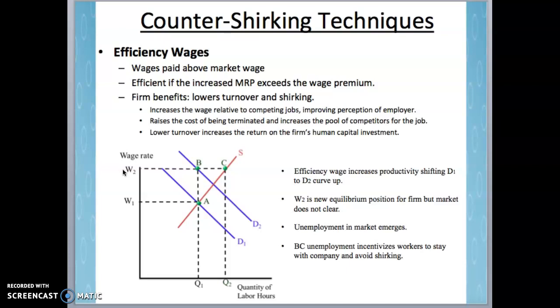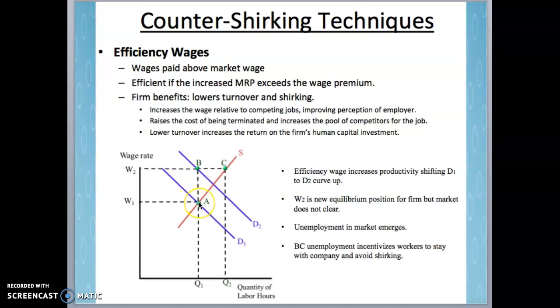Well, what that is designed to do is to create more efficiency among their workers. That's why we call it an efficiency wage. It's efficient if the increased marginal revenue product exceeds the wage premium. So if In-N-Out pays $15 instead of $12, that's $3 more an hour. But if they're able to get $3 more an hour in productivity, then they've broken even. Preferably, they'd like to have $4 or $5 more in marginal revenue product by paying the worker $3 more. But at least they would need to get an increase in marginal revenue product equal to the increase in wage.